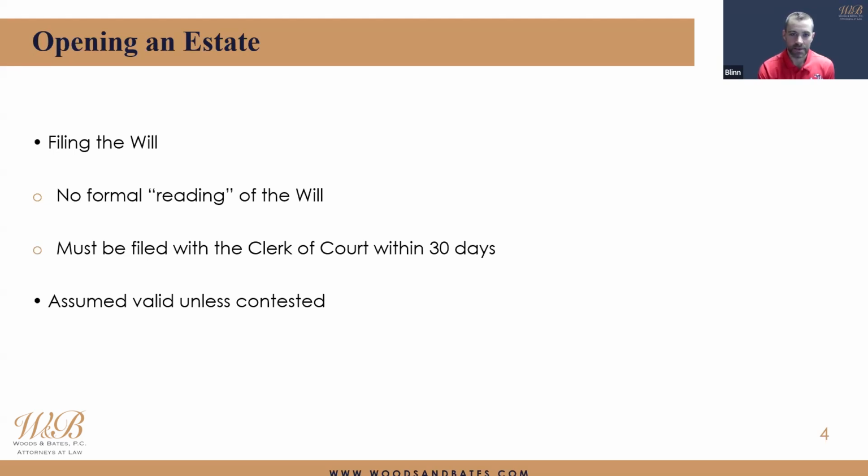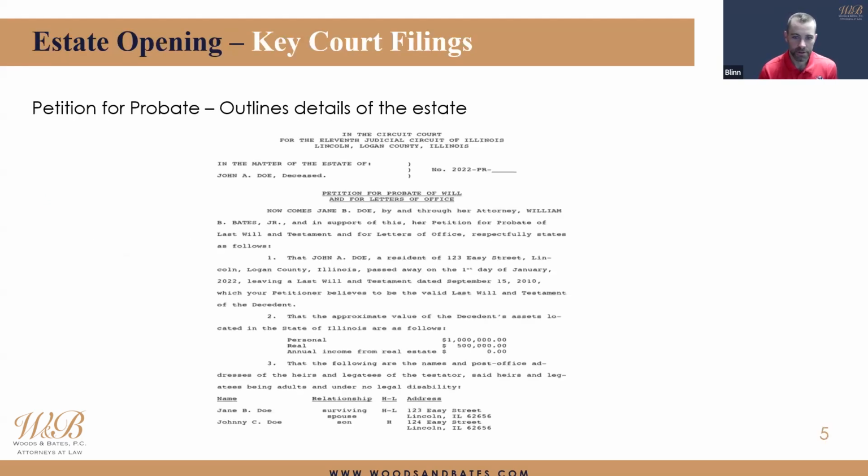But if the will says this is who I nominated as the executor, that person is going to be the one that's going to file documents with the court, assuming they want to act. So that first document we're going to file is called the petition for probate of will and for letters of office. There's a form of that example document on the screen there. This is the first page of that document.